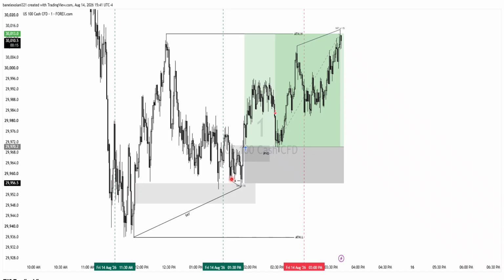So there was that SMT. After SMT, price took out this liquidity. After that, price created that inversion fair value gap. So that's the entry for you to then. I was actually stopped out at break even right there.